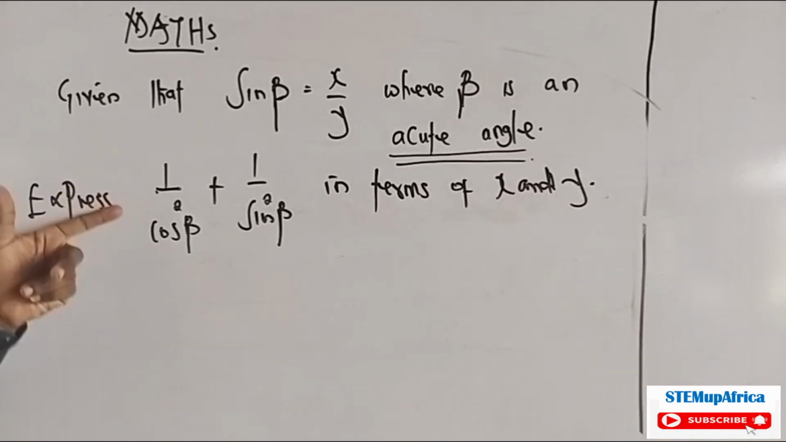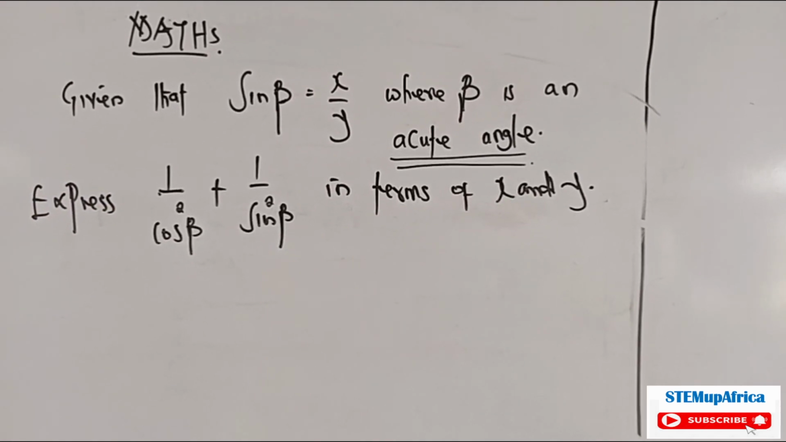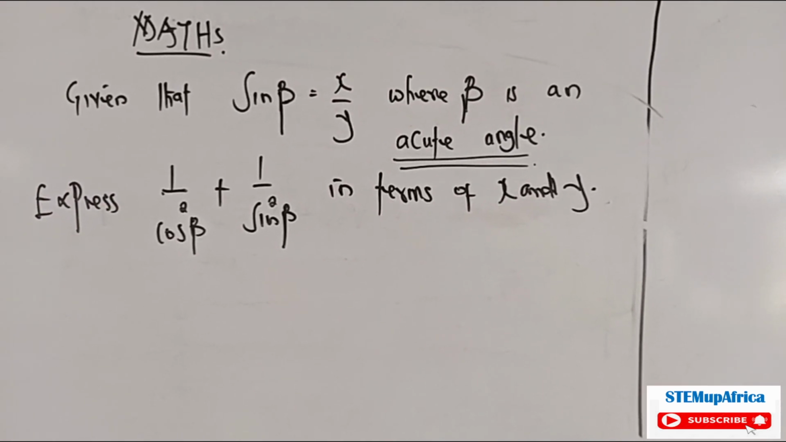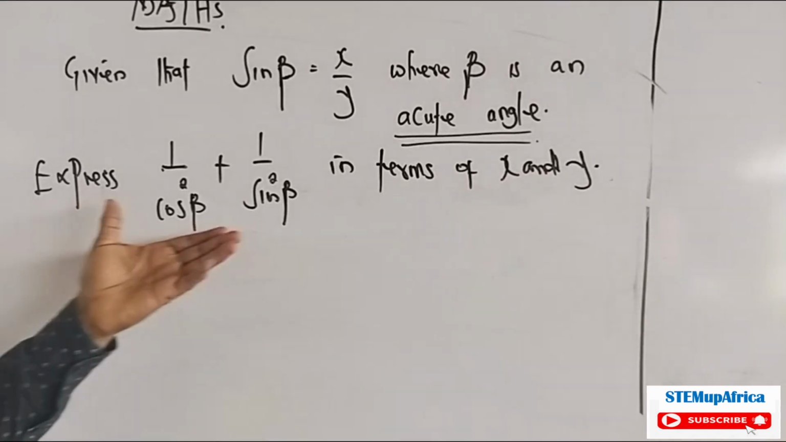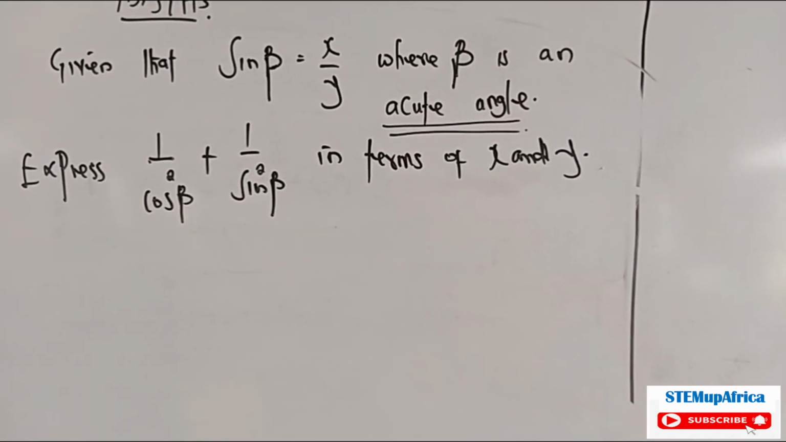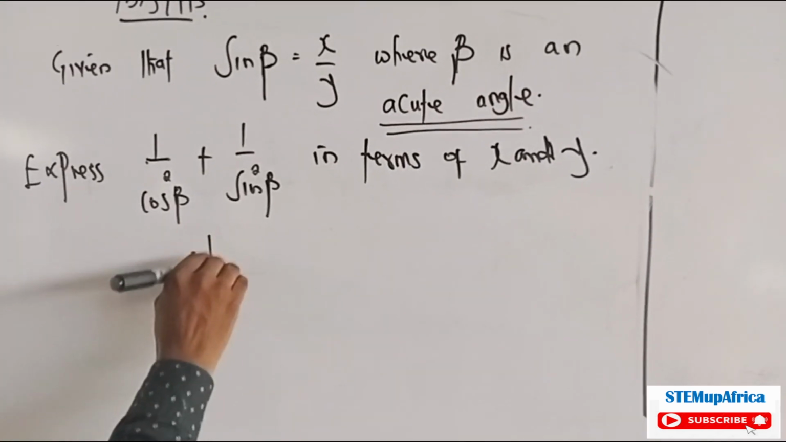So we should express 1 over cos square beta plus 1 over sine square beta in terms of x and y. So let's see how we are going to simplify this to express the given expression in terms of x and y. So, solution to the question.